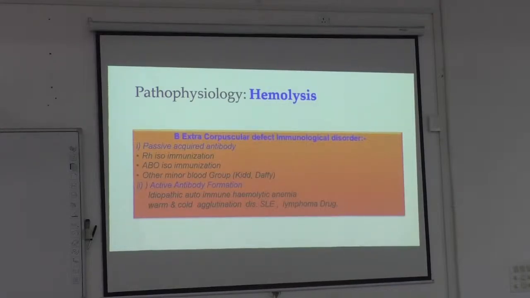And extracorpuscular defect, that means extravascular hemolysis, may be due to passive acquired antibody or active antibody formation. Active antibody formation occurs in autoimmune hemolytic anemia. Passive occurs in RH or ABO incompatibility.